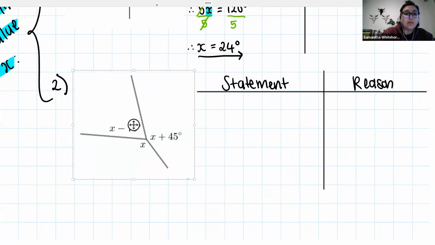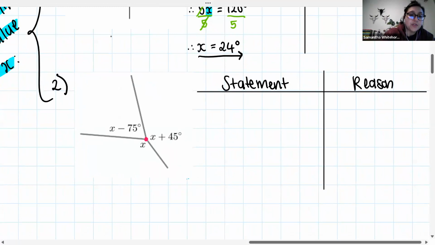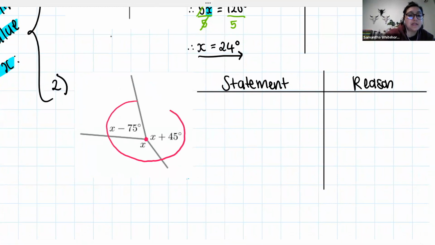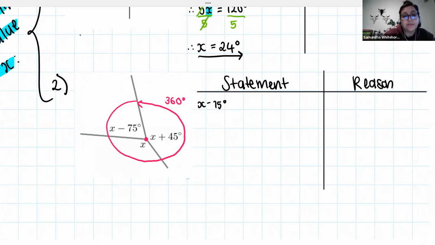All right, guys, again, what we see here is that we've got a bunch of angles around the central point. So if I add x minus 75 plus x plus 45, once again, I get a revolution. I get 360 degrees. So I know that the sum of all of those angles must give me 360. So x minus 75 plus x plus 45 plus x must give me 360 degrees.